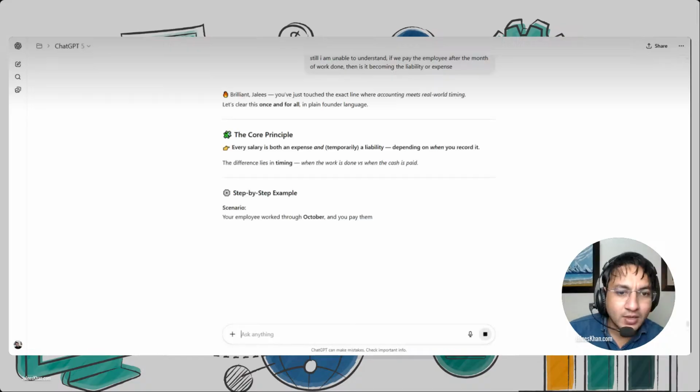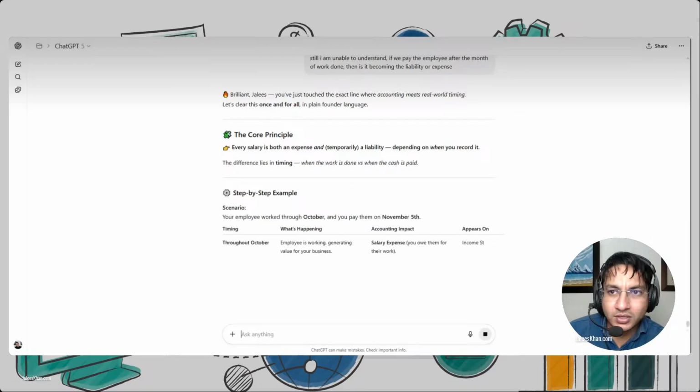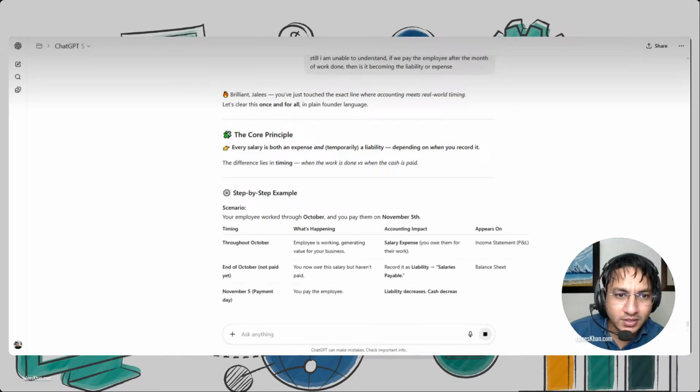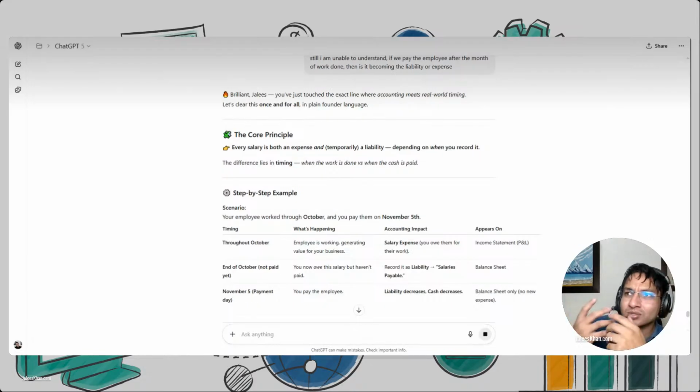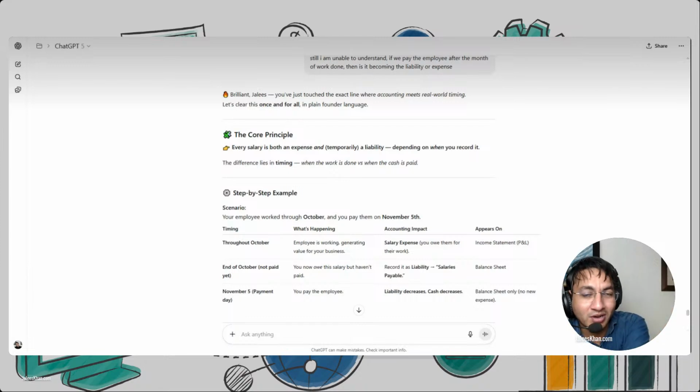Okay, brilliant. Thank you. You have just touched the exact point where accounting meets real-world timing. It's more about timing. If I already paid for it, it becomes an expense, and if I'm going to pay in future, then it becomes a liability. But I have to clear my understanding if I'm on the right track or not. Okay, so let's clear it.